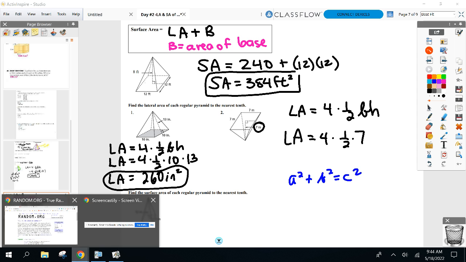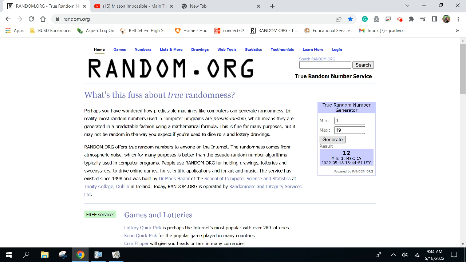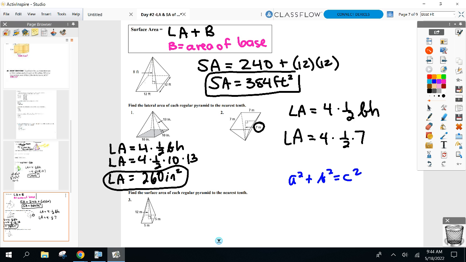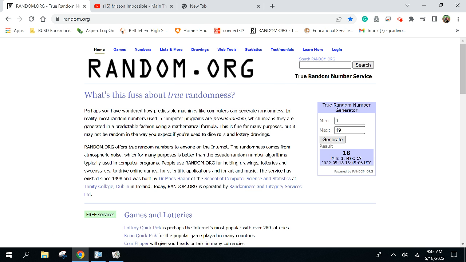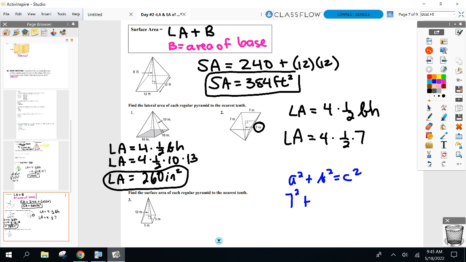All right, let's go to number 12. Give me one leg length here. So 7 squared plus, what about the other one? Not 7 again. Remember what we do? We take half the base, right? Half the base, 3.5. Plus 3.5 squared equals c squared. Yep, good, everyone good?